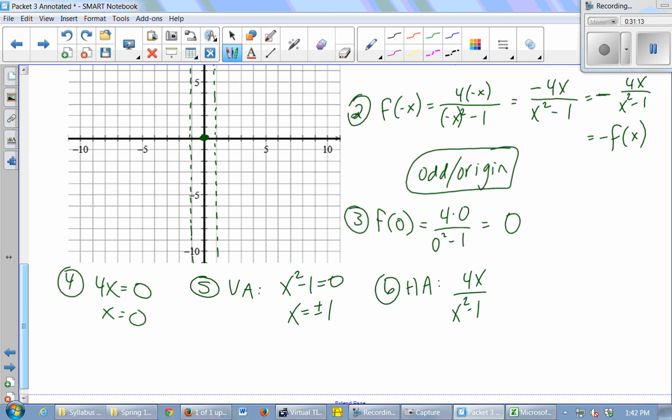You can also just rethink about this. If x is really, really big, the minus 1 almost doesn't matter, right? It's so insignificant compared to a billion or a trillion. So this is approximately 4x over x squared. You can just drop the minus 1. And then that reduces to 4 over x. And when x gets really, really, really big, that denominator will get really, really big. And when the denominator of a fraction gets big, the value of the fraction gets small. So that goes to 0. So my horizontal asymptote is y equals 0. And that's the x-axis.